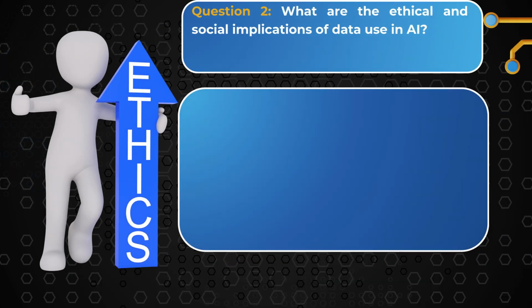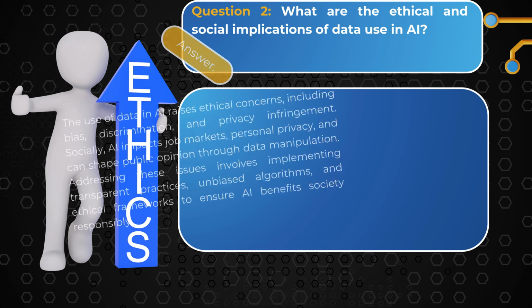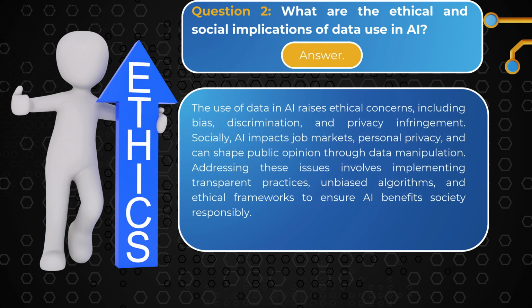Question 2. What are the ethical and social implications of data use in AI? Answer. The use of data in AI raises ethical concerns, including bias, discrimination, and privacy infringement.